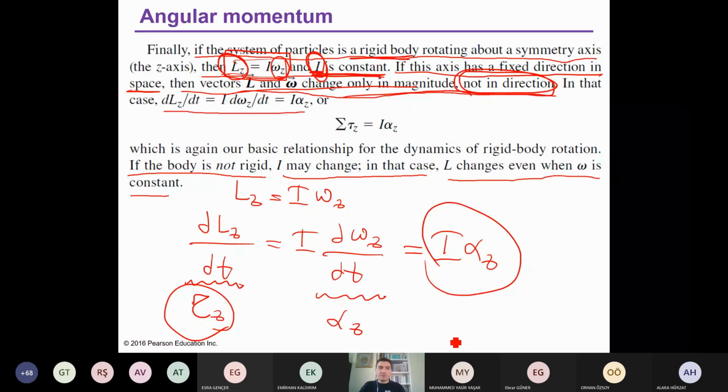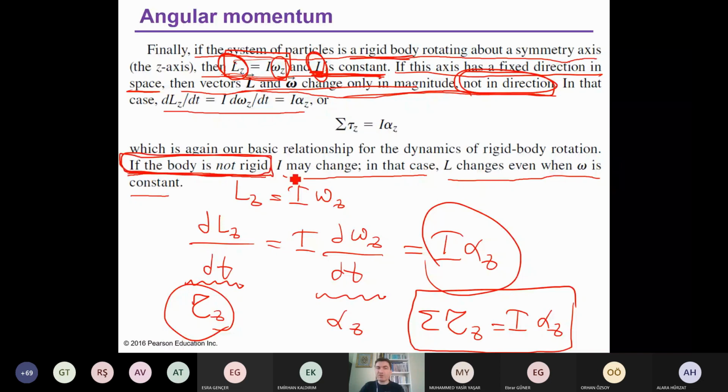But if the body is not rigid, if the shape of the body changes during the rotation, then if the shape changes, this moment of inertia may change, okay? If the moment of inertia changes, look at this equation. If this moment of inertia changes, then this angular momentum changes, even if the angular speed is constant, okay? If we don't have a rigid body, if the body is not rigid, then this moment of inertia may change.